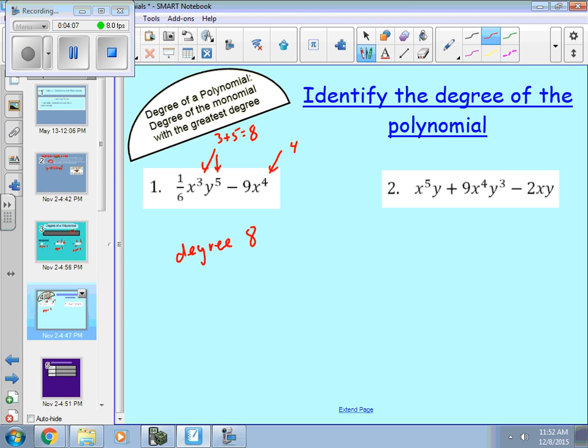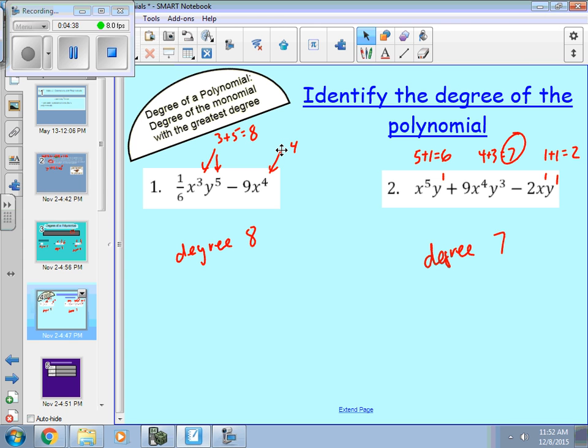Okay. Why don't you pause the video, try number 2 out, see what you find for the degree of that one. All right, let's check out what you got here. A couple of these variables don't have exponents, so anytime they don't show it, it's 1. So this one is going to be 5 plus 1, or degree 6 for the first term. This one's 4 plus 3, or 7 for the degree of the second one. This is 1 plus 1, or 2 for the degree of the third term. Looks like 7's the biggest. You should have answered with 7 if you did it correctly.